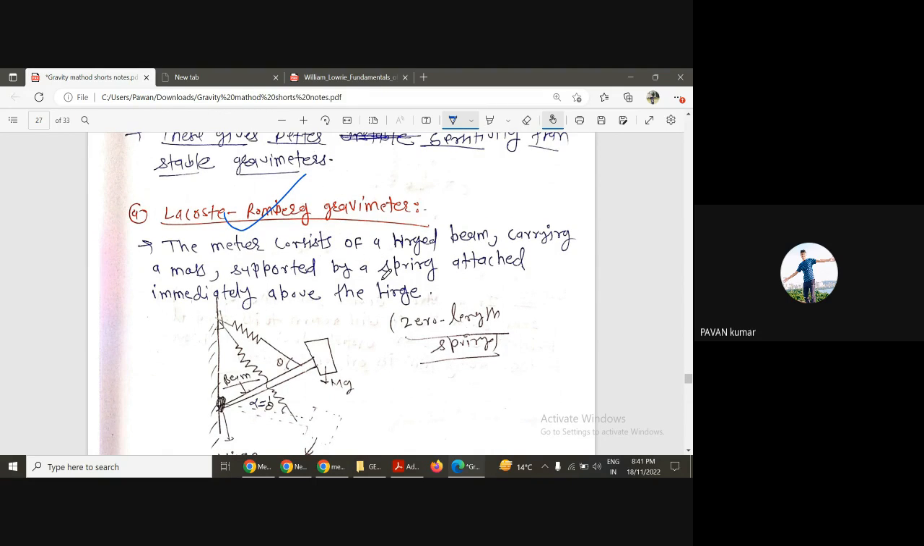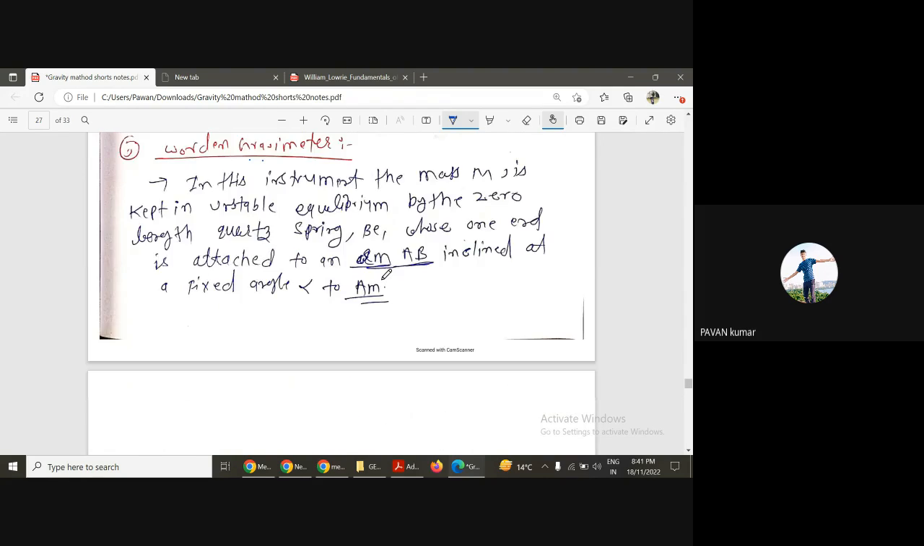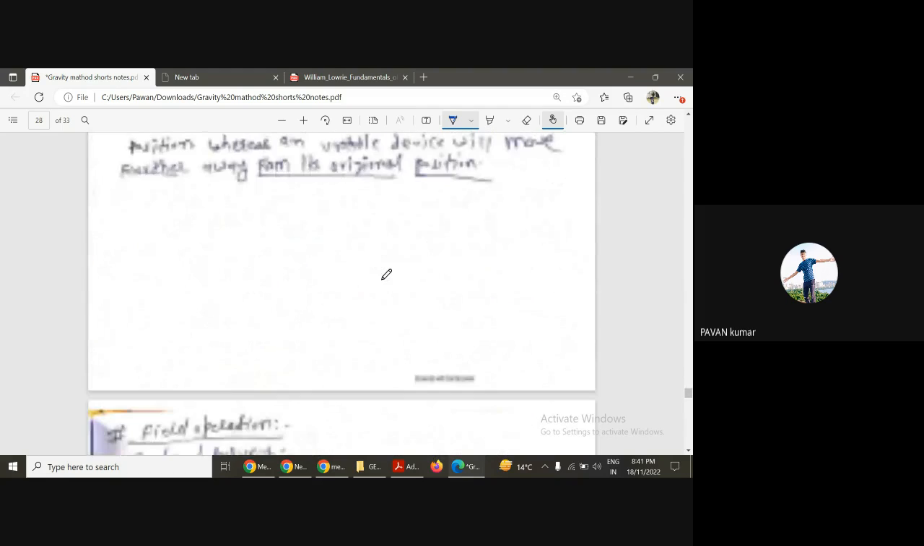In both the unstable gravimeter and the stable gravimeter, we use the zero length spring. The meaning of zero length spring is that when we remove all the force applied on the spring, it comes to a particular length, which we can consider a zero length. The advantage of zero length is that we can increase the time period of the gravimeter. So this is the complete picture of the gravimeter, I think.